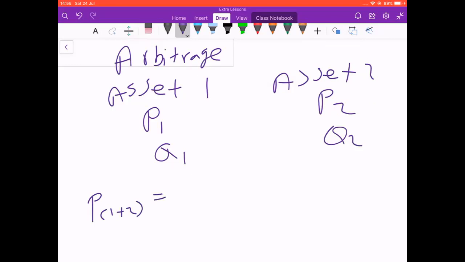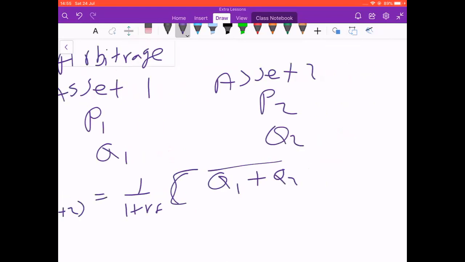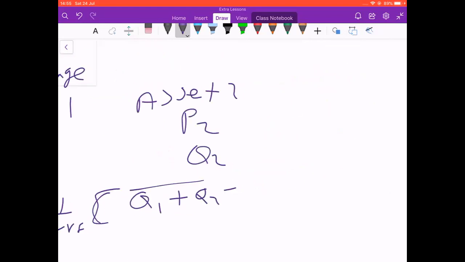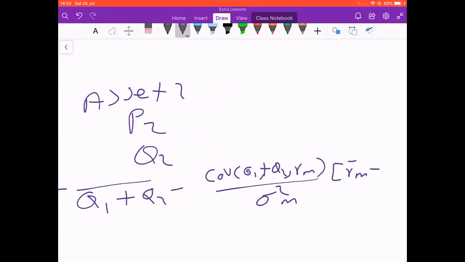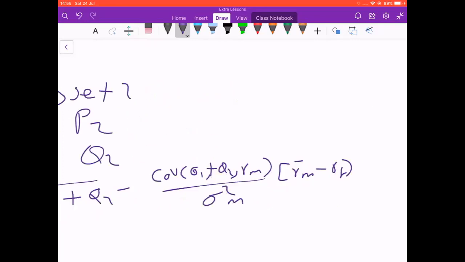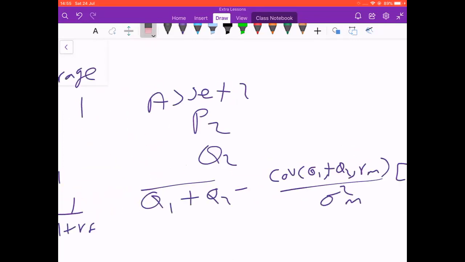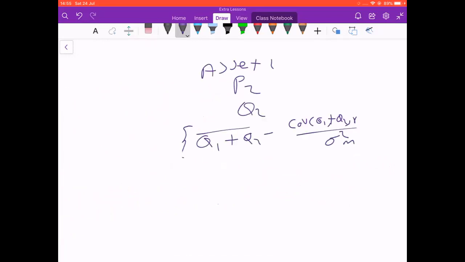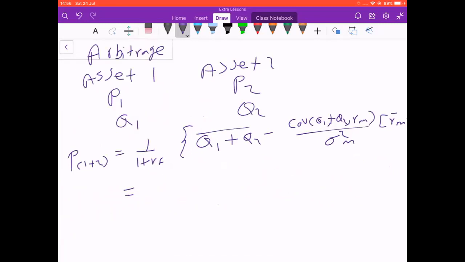Again, you're gonna put that in the equation: 1 plus RF, where the payouts Q1 and Q2 are both expected, minus the covariance of Q1 plus Q2 and RM over market risk, times the market return minus the risk-free rate. So when you simplify this further, you're gonna find that you have the price P1 and the price P2.